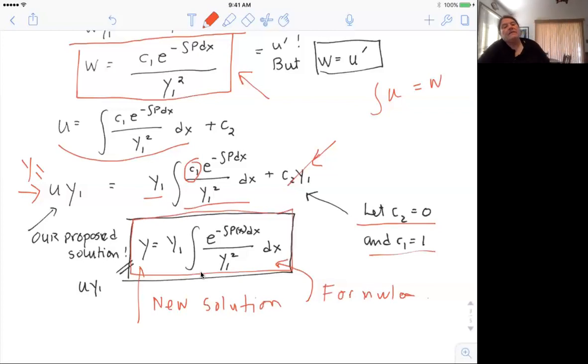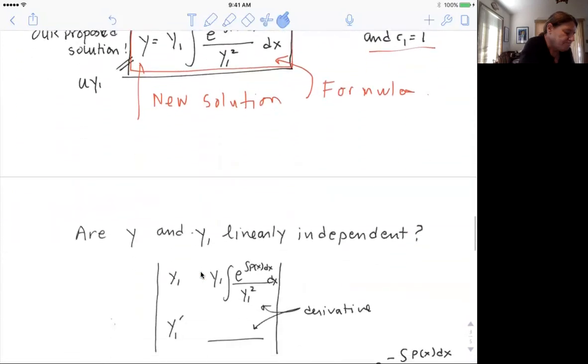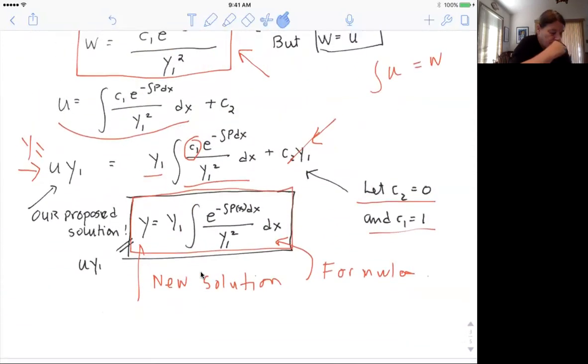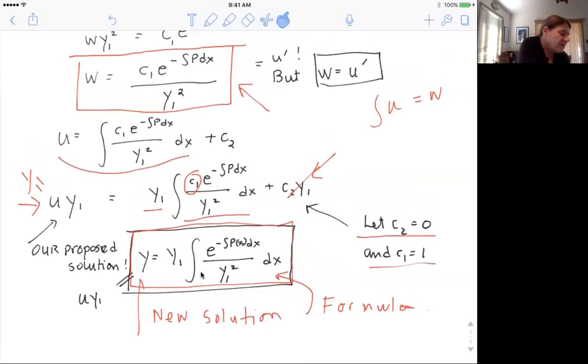Okay. All right, let's take a breath for a minute. I'm almost there. So all I have to do to find a new thing to make a fundamental set here is take this thing right here and just compute it over on the right-hand side.